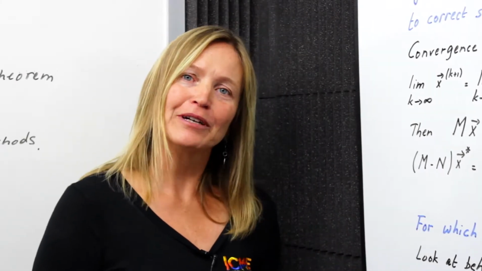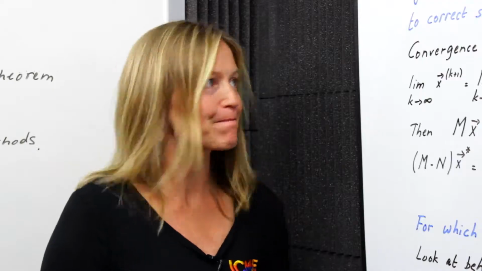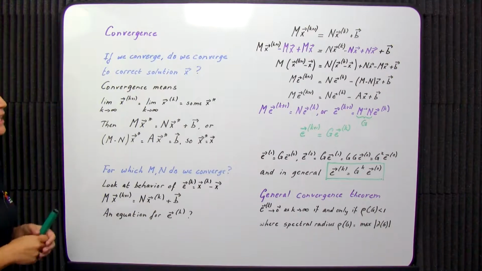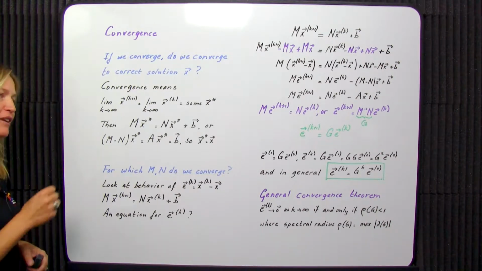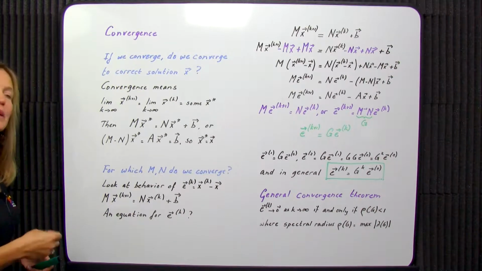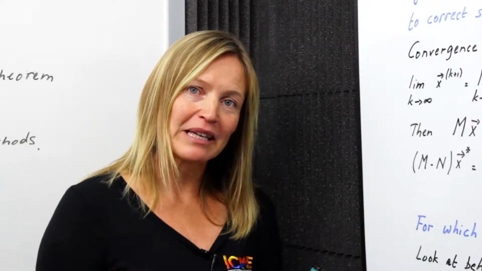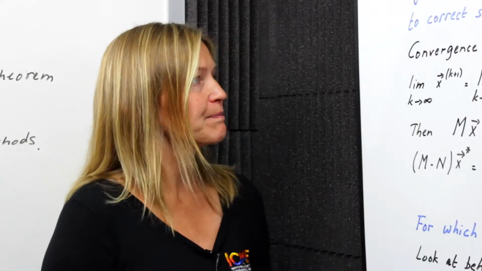Hi and welcome back. We're looking at convergence issues for stationary iterative methods. Now the first question we're going to be asking ourselves is, if we converge with one of these matrix split methods, do we actually converge to the solution we're after? So we're solving Ax equals b, do we converge to x?